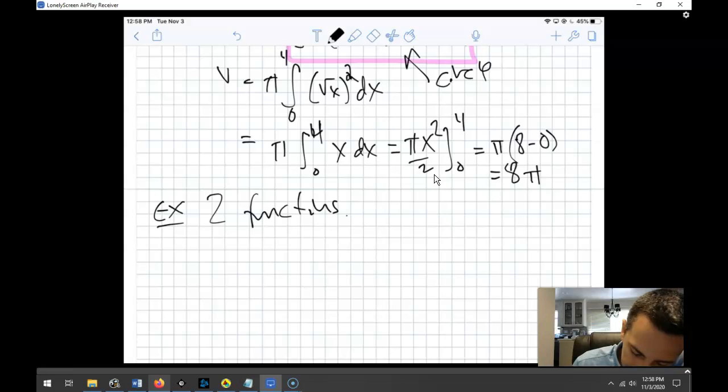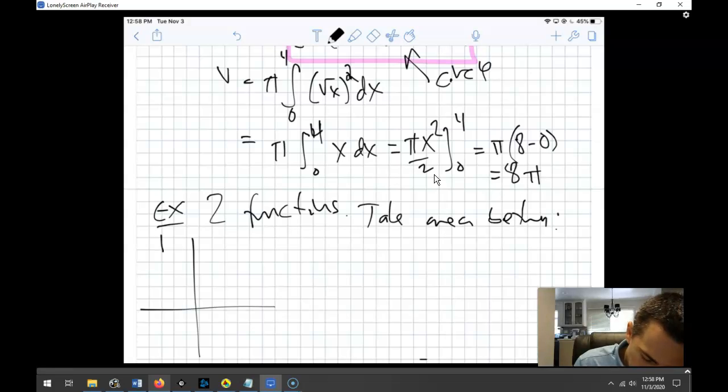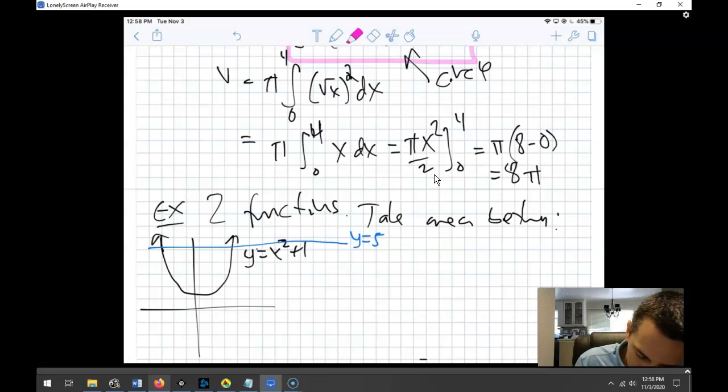So let's say we take the area between y equals, well, I'll just draw a picture. So let's say we have the area. Here's my curve. So I'm going to draw, here's the curve, y equals x squared plus 1. And then I'm going to also draw the curve in a different color at y equals 5. Okay, so the area I'm looking for is this area in here that I'm trying to visualize.